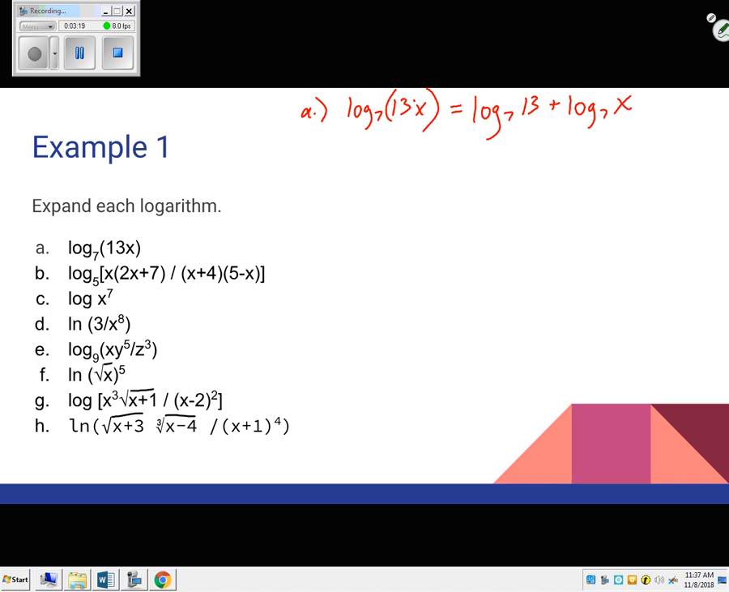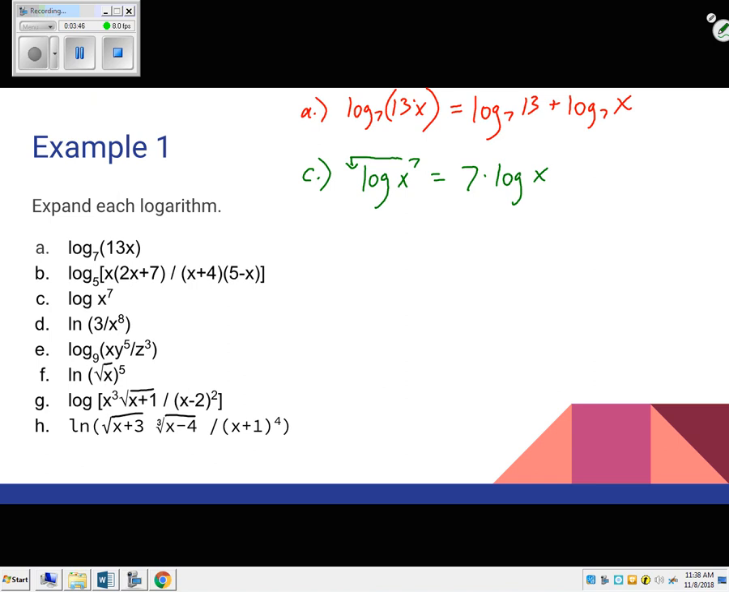I'm going to skip around some. I'm going to jump down to C. Like C, log of x to the 7th. I don't have a product there. Nothing's being divided, but I do have a power. So to expand this, to write it as a simpler logarithm, that 7 just comes down in front. I get 7 times log of x.